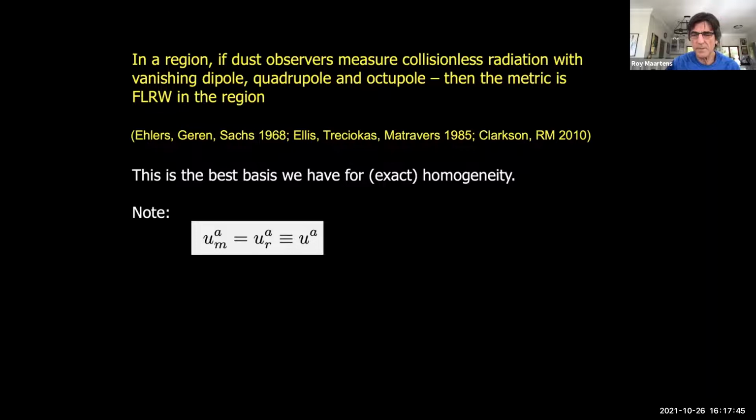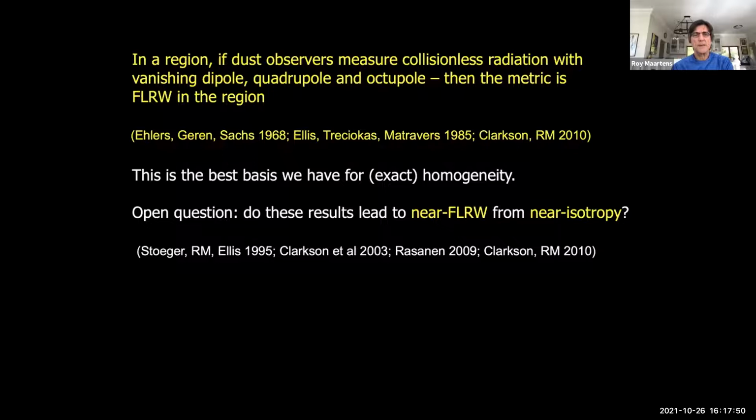There's an open question, and that is, can this result be extended to a nearly isotropic CMB, implying a nearly Friedmann universe? Well, the results proved by Stoeger, Maartens, and Ellis in '95 required some assumptions on the derivatives of the multipoles. And it's still not clear what the status of the possible removal of those conditions is. There's been some work since then by Chris Clarkson and Syksy Räsänen and others, but this remains an open question essentially.